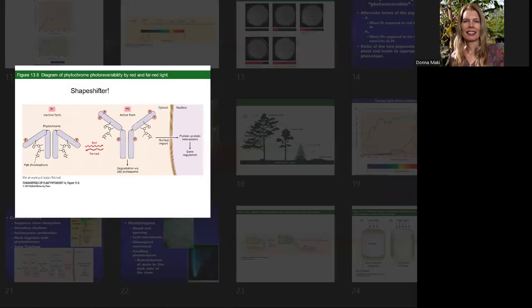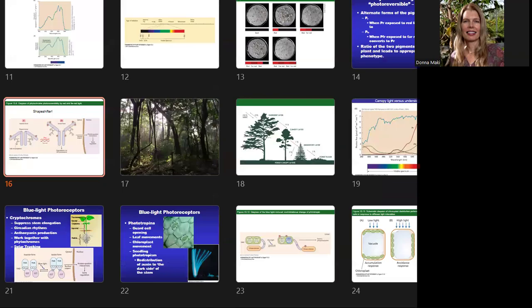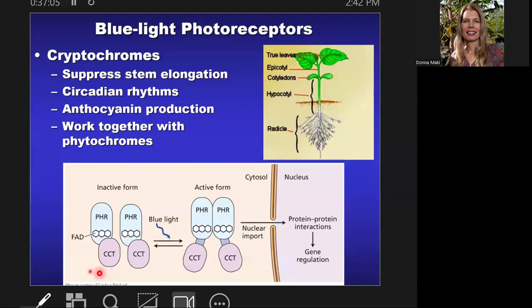And so they're showing that again with the cryptochrome. They're showing that the active form here goes into the nucleus and starts to interact with transcription factors or regulatory proteins. And that will shift the gene expression.